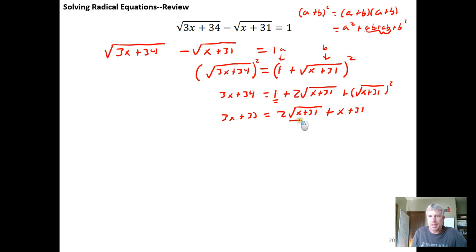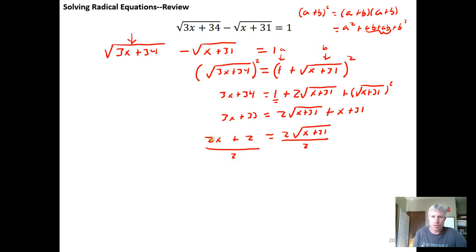Again, I want to isolate this square root now so I can square it. In the first step, I isolated this one. I squared it. I got the stuff out. Now I need to isolate this one, square it to get the stuff out. So I'm going to need to subtract x from both sides, which is going to leave me with 2x on the left hand side, and then subtract 31 from both sides. So I'm going to get 33 minus 31 is 2, and that leaves me with 2 times the square root of x plus 31. And I've almost got the square root isolated, but I'm going to divide by 2 on both sides.